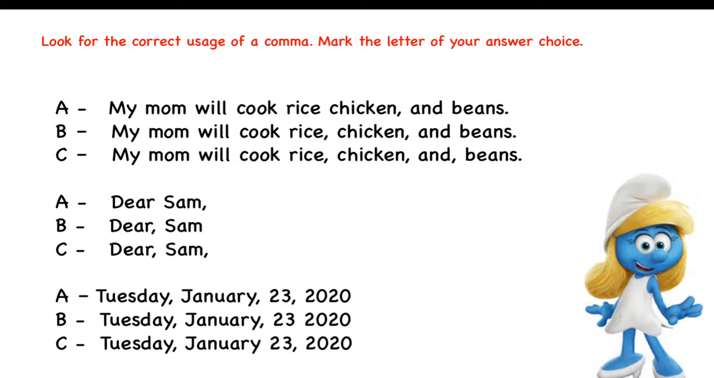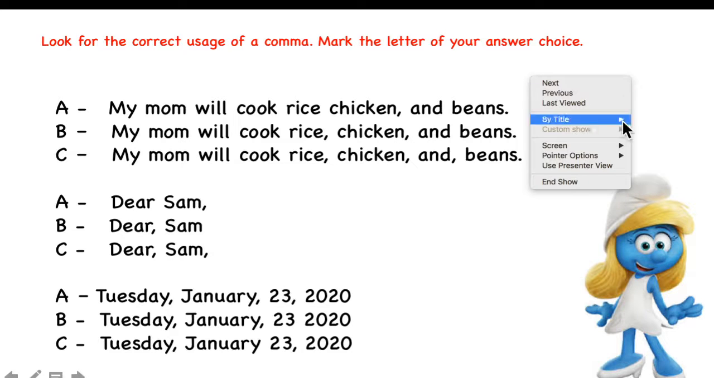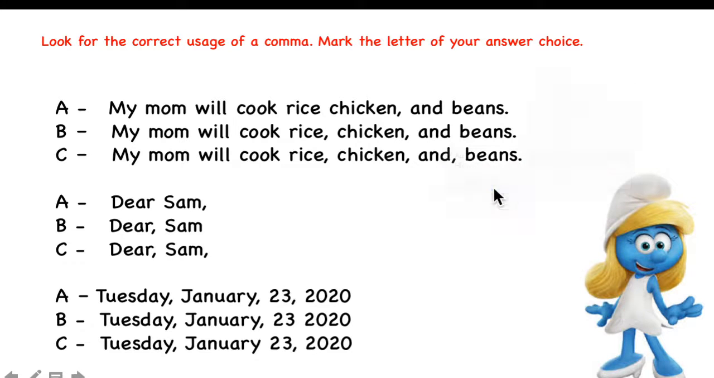That's it. Now let's go and choose. Look for the correct usage of comma, please. My mom will cook rice, chicken, and beans. Where is the comma used correctly? Which sentence is correct?